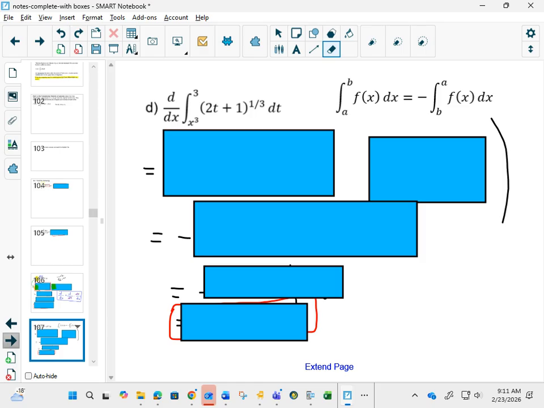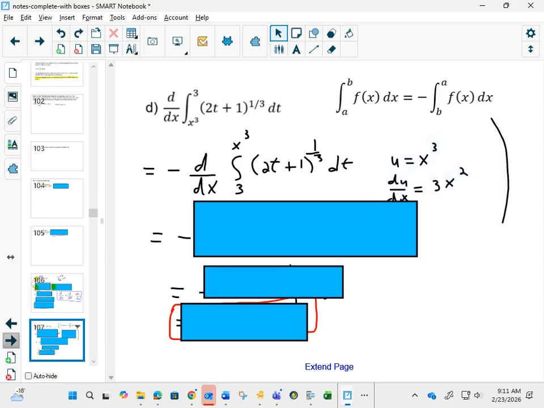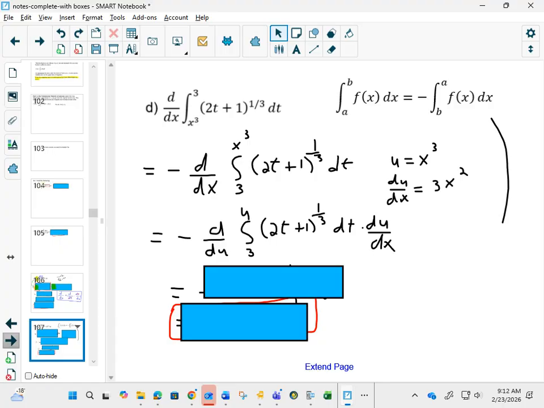this idea. So first of all, I can move my variable to the top by putting a negative up front. Second, oh, and this is missing a dt. Second, I can do a substitution. I can say u is equal to x cubed. So du dx would be 3x squared. And now I can write d du and my du dx at the end.